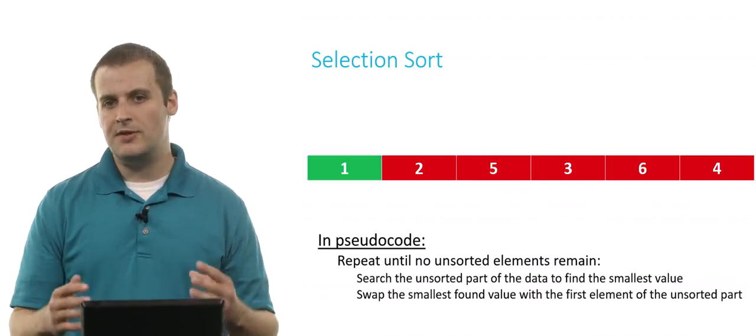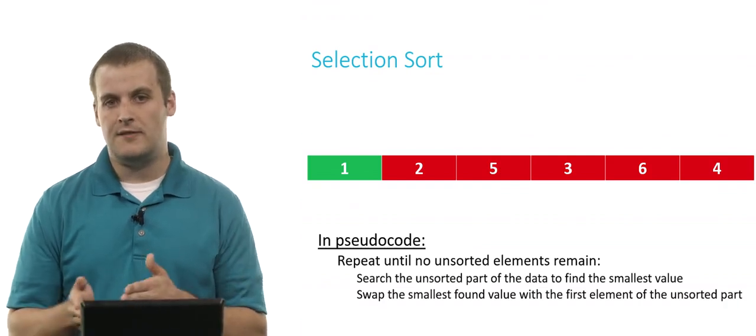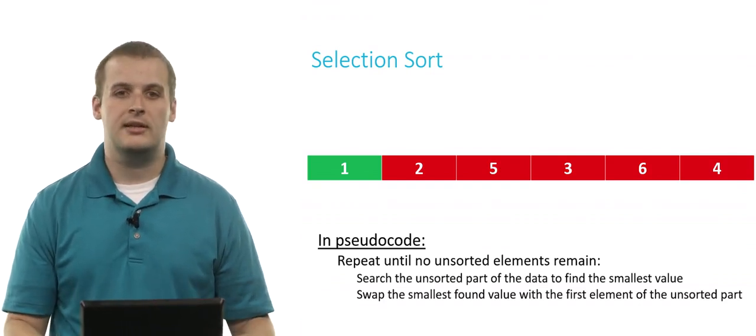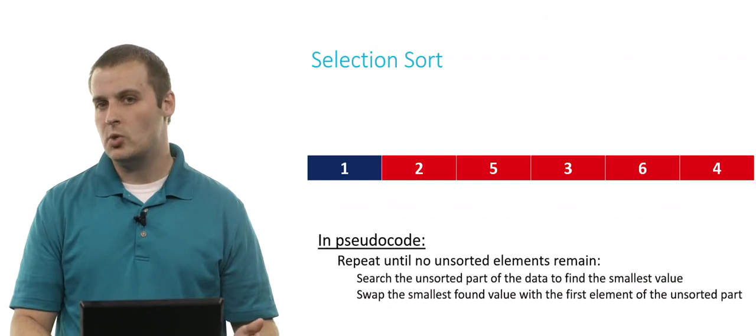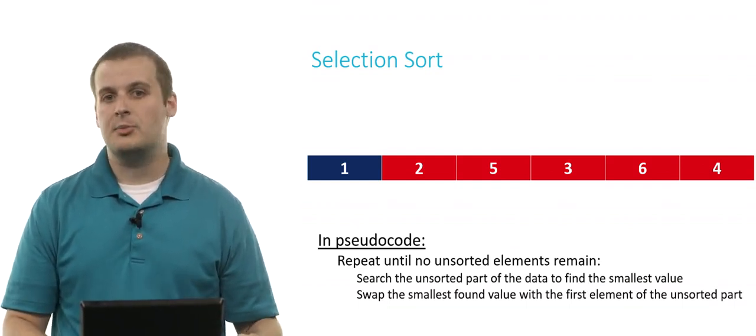When we do this, we can visually see that we've moved the smallest valued element of the array to the very beginning, effectively sorting that element. And so we can indeed confirm and state that 1 is sorted. And so we'll indicate the sorted portion of our array by coloring it blue. Now we just repeat the process again.